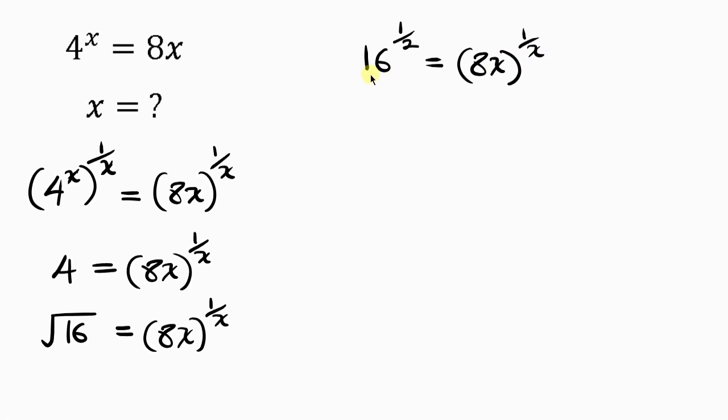Now notice that I can split 16 into 8 times 2 because I have 8 here. So this is 8 times 2, which gives 16, and this is raised to the 1 over 2 equal to 8x to the 1 over x. Now by comparison, you see what I have on the left. I have 8 times 2. And what I have on the right is 8 times x. Then on the exponent, I have 1 over 2. On the exponent on the right, I have 1 over x.